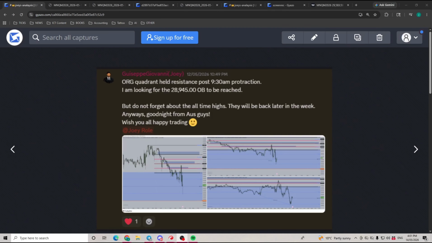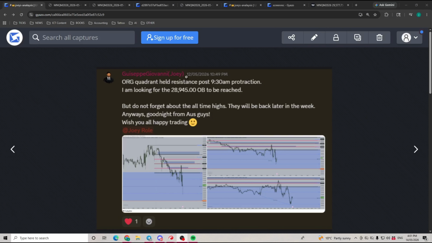So today we're going to be talking about the opening range gap model, and I'm going to be showing you some executions I took from 2 different days, going short on the first day and long on the second day, and how I called them all live and ahead of time in the Discord. So let's get right into it.